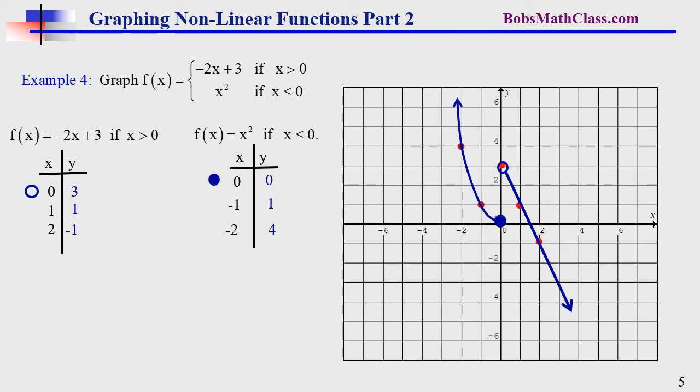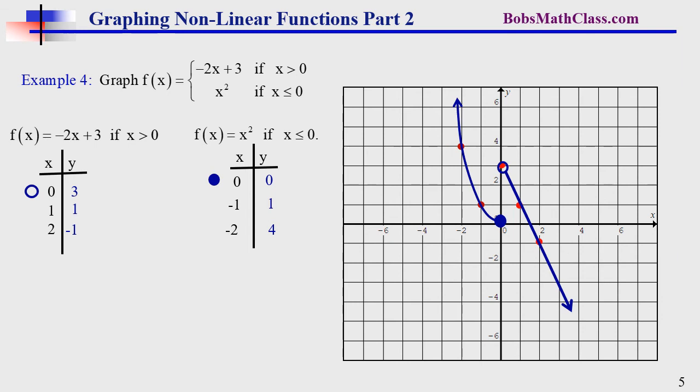So in a piecewise function, it's very important that you have one of them an open circle and one of them a closed circle if one point is above another point. So notice the two points we have here at 0. For the first graph, we have a point at (0, 3). And at the second graph, the bottom graph, we have (0, 0).